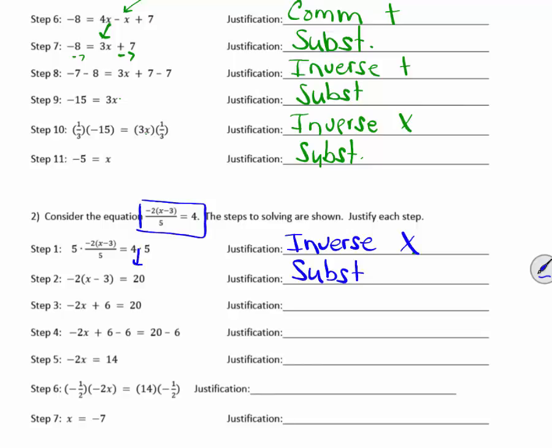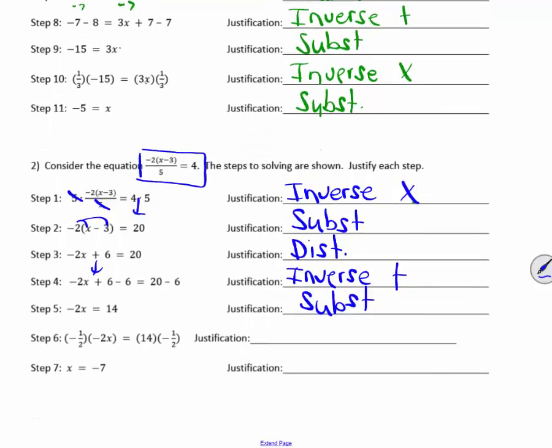Right? So they actually did the math. They did 4 times 5 was 20. Those 5s would have canceled. Going from there. Next, now we have parentheses. So now I'm going to have to distribute. And then to get from here to here, now we're going to cancel our constant. Canceling a constant is your inverse for addition. Inverse is always followed by substitution because they actually did the math. Then from step 5 to 6, we have to cancel our coefficient, so that's inverse for multiplication. And inverse is followed by substitution.